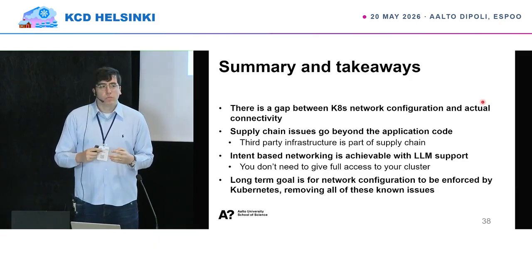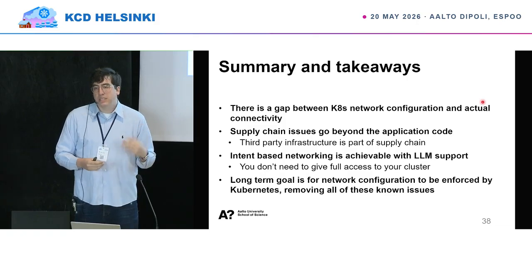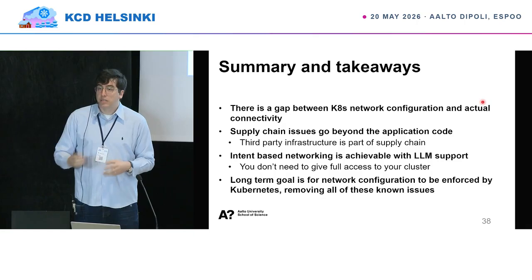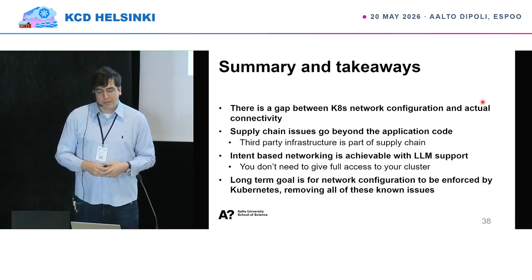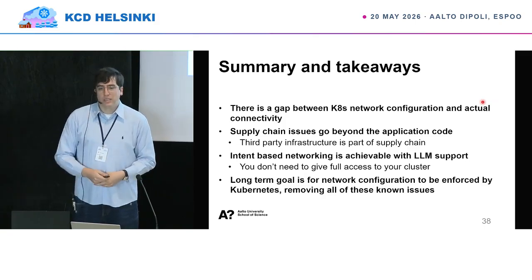Then, supply chain issues go beyond the application code. Right now, when you think about supply chain, most of the time you're thinking about the source code of the applications and finding vulnerabilities there. But what we have seen is that importing third-party applications and having third-party infrastructure is part of the supply chain, and you need to be worried if that's part of how your company works. Then we have also shown with our research that intent-based networking is achievable with LLM support, and that it can be done without full access and a full source of data, and without giving all the power to the LLM, but in a smarter and more secure way.